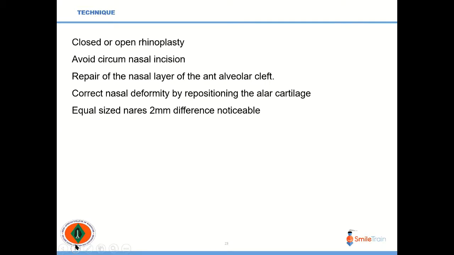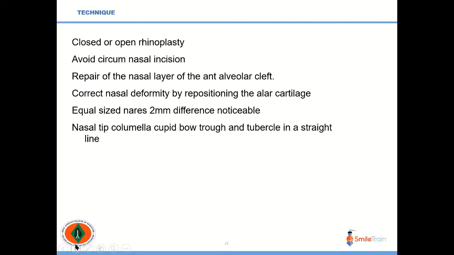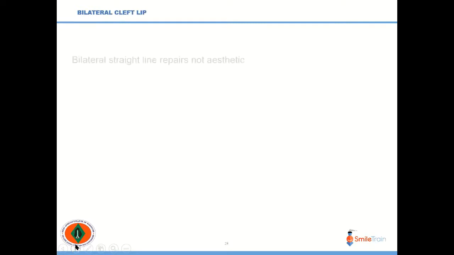And remember, if there is a 2 mm difference in width or in the height between the cupid bow peaks, it will be noticeable to the naked eye. You must have the nasal tip, the columella, the cupid bow trough, and the tubercle all in one straight line so that the patient will look normal, as well as have a dimpled philtrum. So these are the things you must bear in mind.